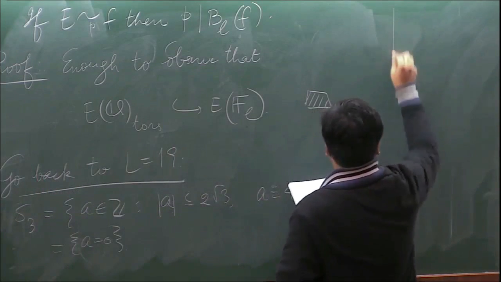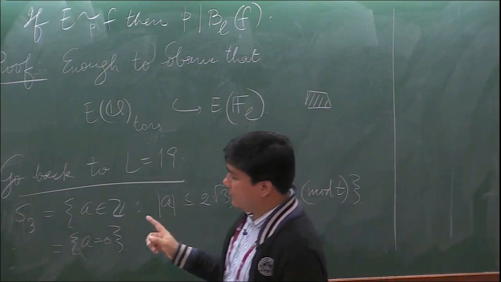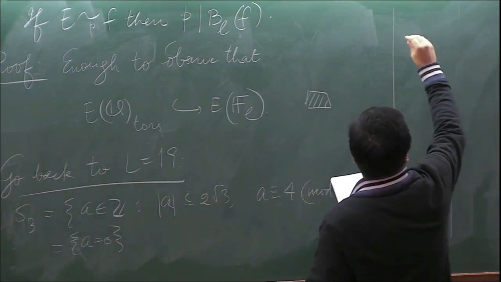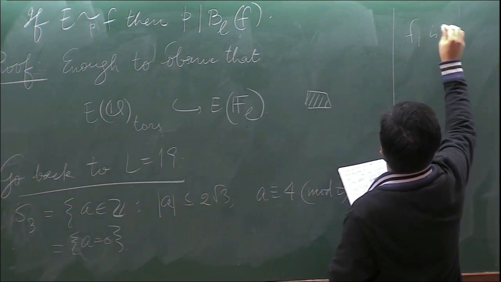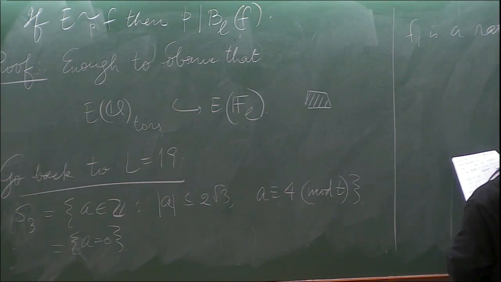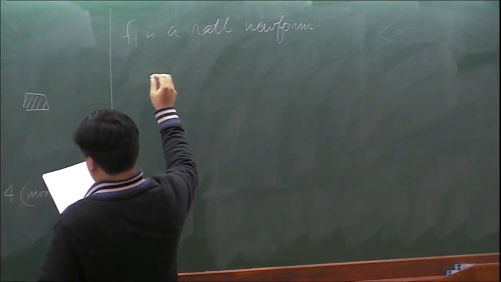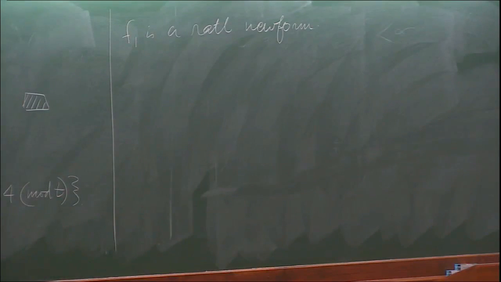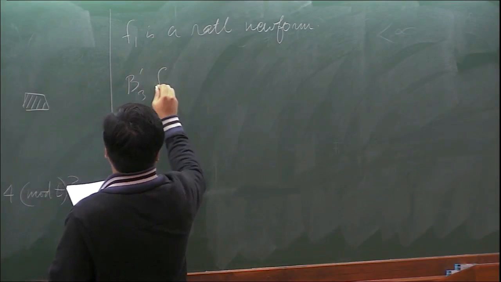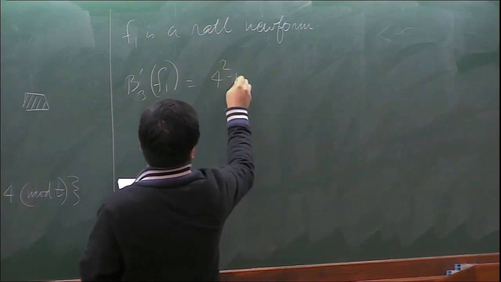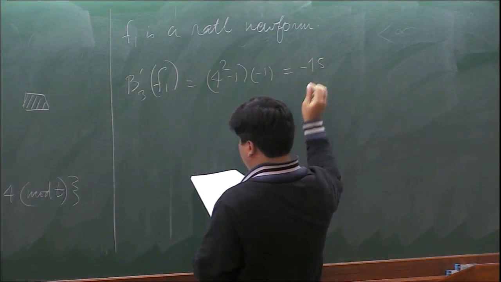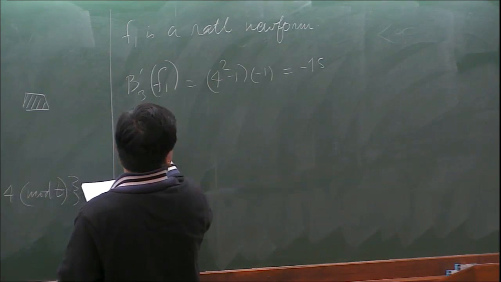Now, let's compute. So this F is rational, okay? My F1 is going to be rational. F1 is a rational new form. Okay, all the Fourier coefficients are going to be inside Q. And so therefore, BL is nothing but BL prime, right? So let's compute BL prime. So B3 prime F1, so this is 4 squared minus 1 times minus 1, so this is minus 15 here.